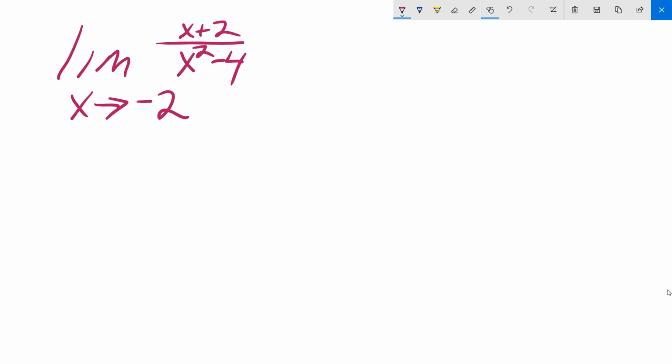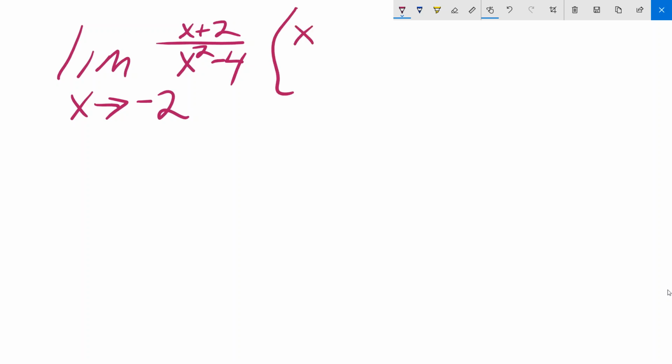I'd have to factor the bottom, right, to make it x plus 2 into x minus 2. Correct. But the very first thing you would do would be to substitute. That won't work because it gives you 0 over 0. Is that DNE? No, 0 over 0 is not DNE. It is undefined. We don't know what it is, but there are things we can do to find out what it is. One of them is factoring. There's factoring, conjugate, and then the other one.